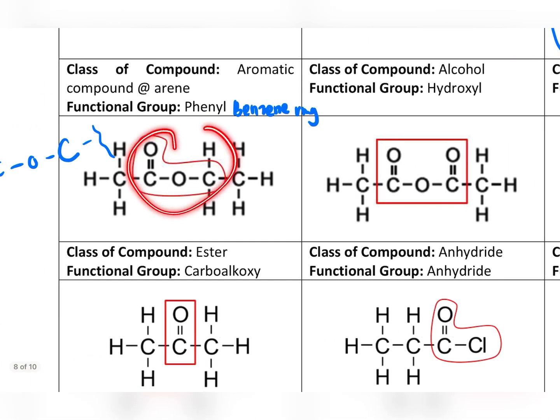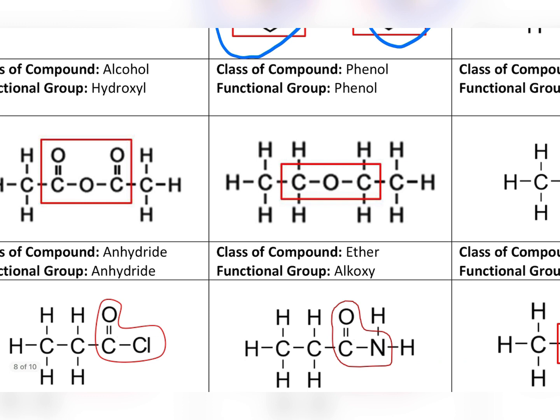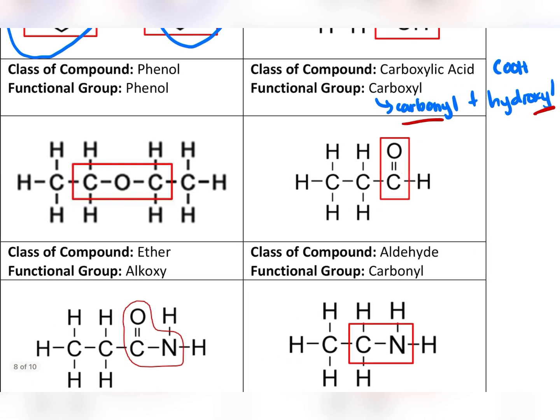ini adalah gabungan dua nama, iaitu carbonyl dengan alkoxy. Okay, so bila gabung dua tu jadilah carboalkoxy. So alkoxy tu yang mana? Alkoxy tu actually adalah this part. Kalau COC ni saja, ini adalah alkoxy. Tapi disebabkan dia ada double bond O, so dia jadi carboalkoxy. Okay, alright, and then next kita tengok yang ni pula.